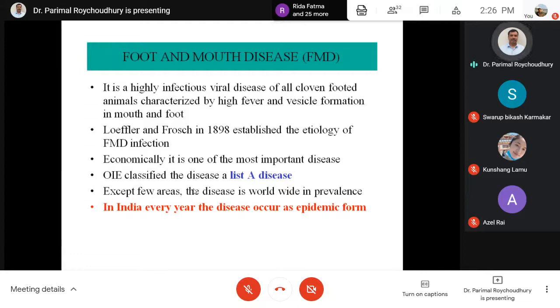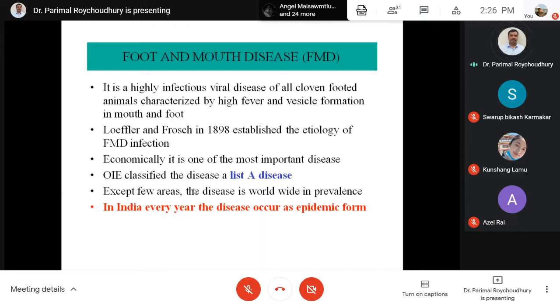Now let us come to the disease, foot and mouth disease. This is the first viral infection of animals known to mankind. Loeffler and Frosch first studied this disease, and the viral etiology was explored by them. It was globally prevalent in all countries earlier, but most of the developed countries were able to eradicate the disease. Most European and American countries, Australia, and Japan do not have the disease prevalent. They were totally able to eradicate it.